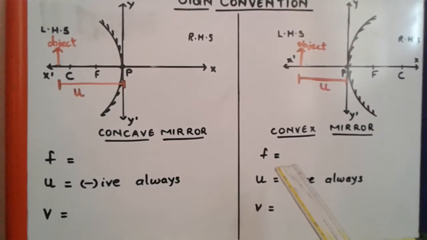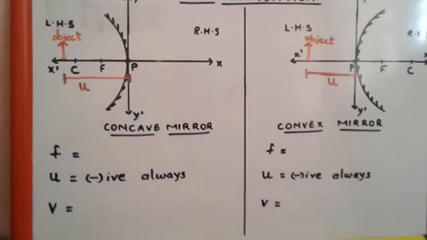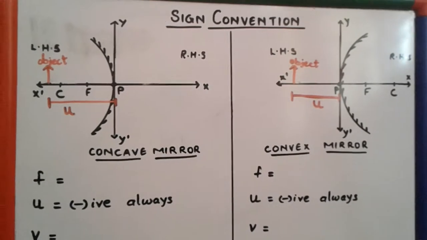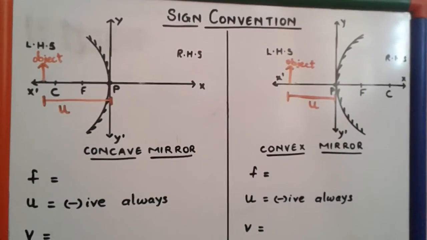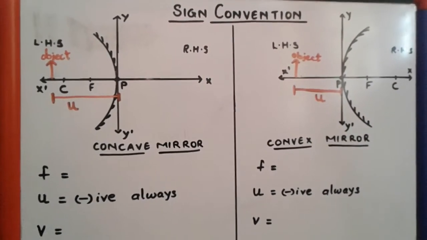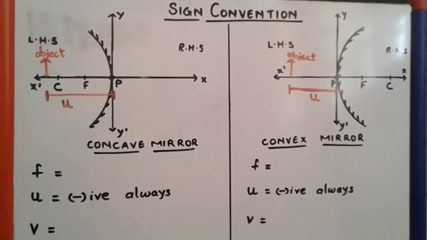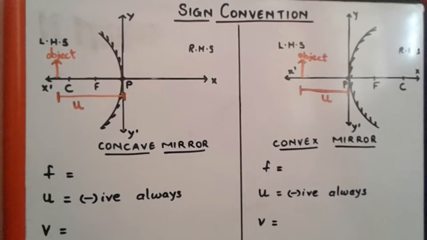So in the mirror formula, the numerical value will be provided in the numerical, but for the sign, positive or negative, while writing that you have to keep in mind that the value of u will always be negative. So you have to take it as a negative value.